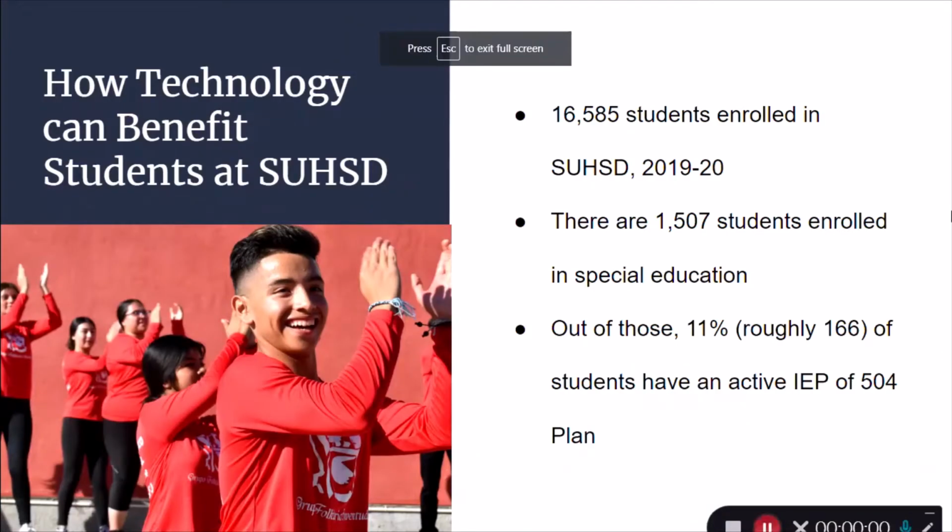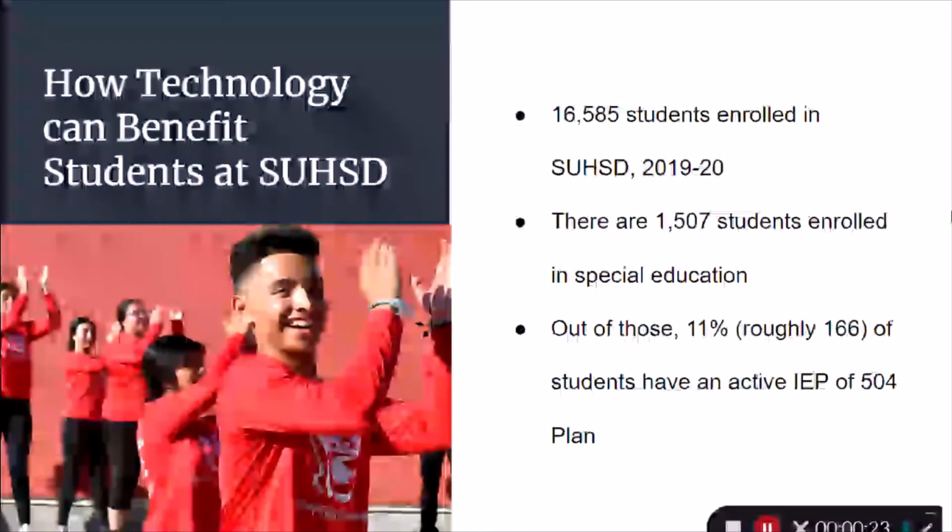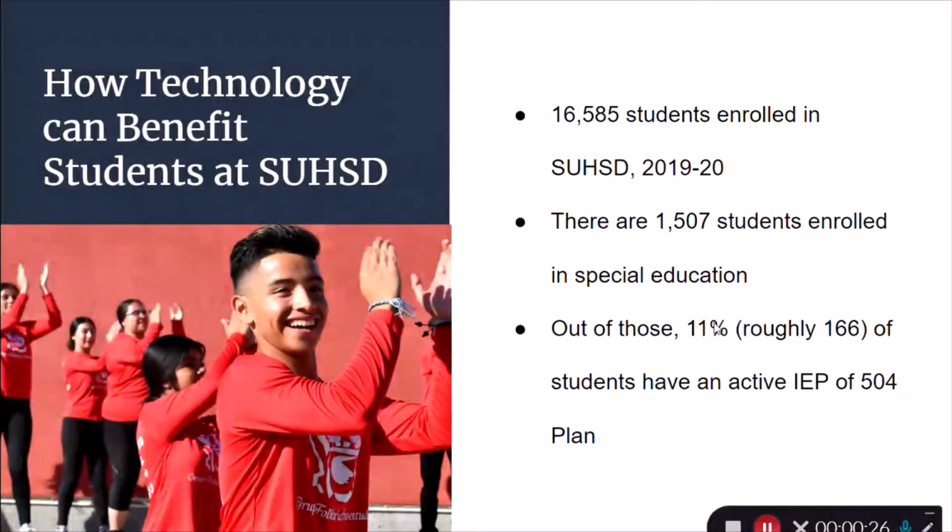Now let's see how technology could help both students and staff at the Salinas Union High School District. There are over 16,000 students enrolled in our district. Out of those, just over 1,500 are enrolled in some type of special education services, and approximately 11% of those, or about 166, have an active IEP or active 504 plan.